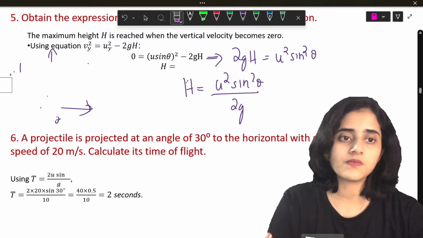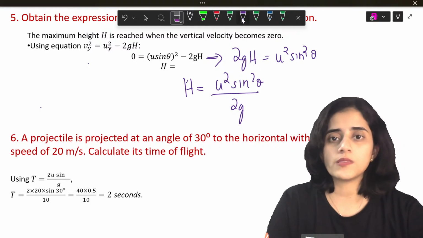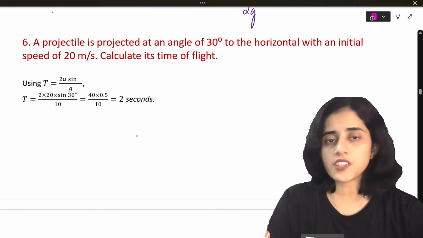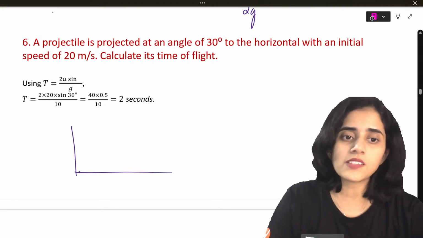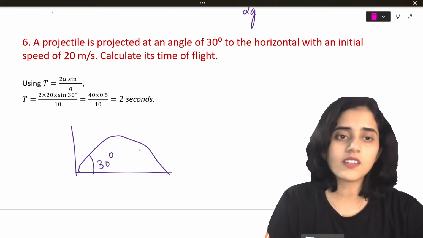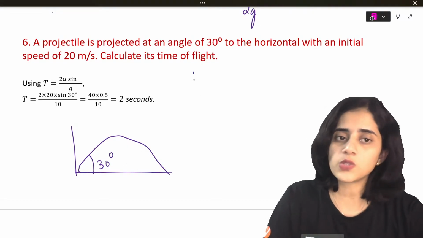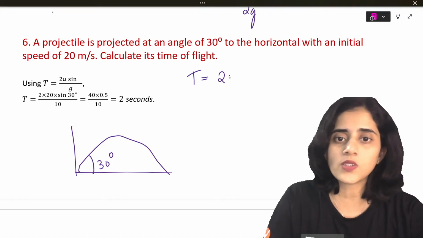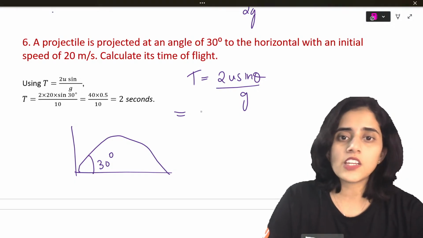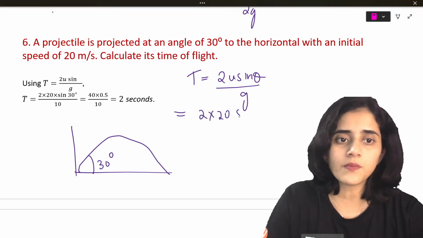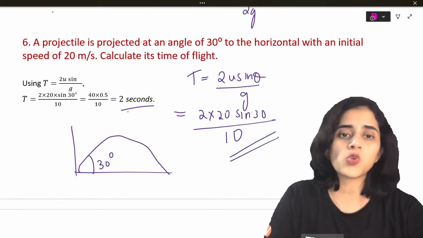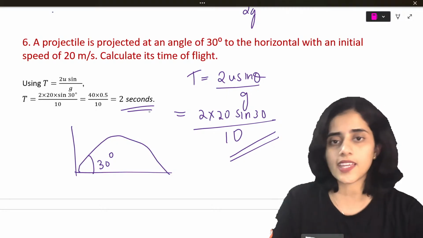Okay. Next question. A projectile is projected at an angle of 30 degree. So that means this angle is 30 degree. Okay. So we have to find out the time of flight. We already know the formula. T is equal to 2u sine theta by g. Initial is 20, so 2 into 20 sine 30 by g, which is 10. If you do the math, you will get the answer. You will get 2 seconds.